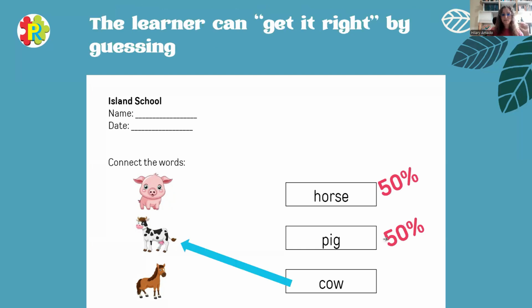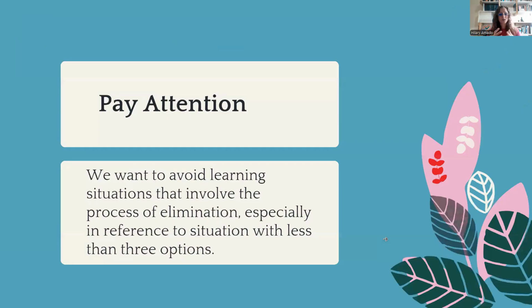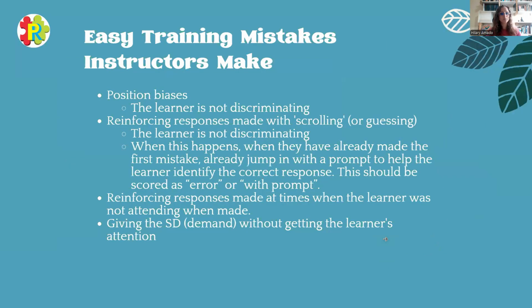What happens after that, though, after you connect that cow to the word cow, each other stimulus has a 50% chance of being correct. And once you get that second stimulus, horse to horse, it's a 100% chance of being correct. So just pay attention, because we want to avoid learning situations that involve the process of elimination, especially in situations with less than 3 options. If it has more than 3 options, it's really not a big deal, but just keep this in mind.